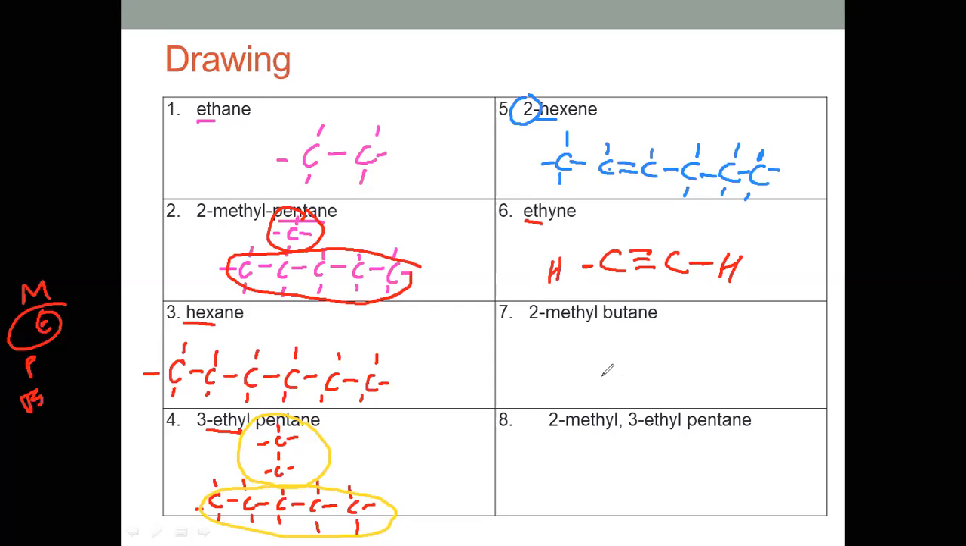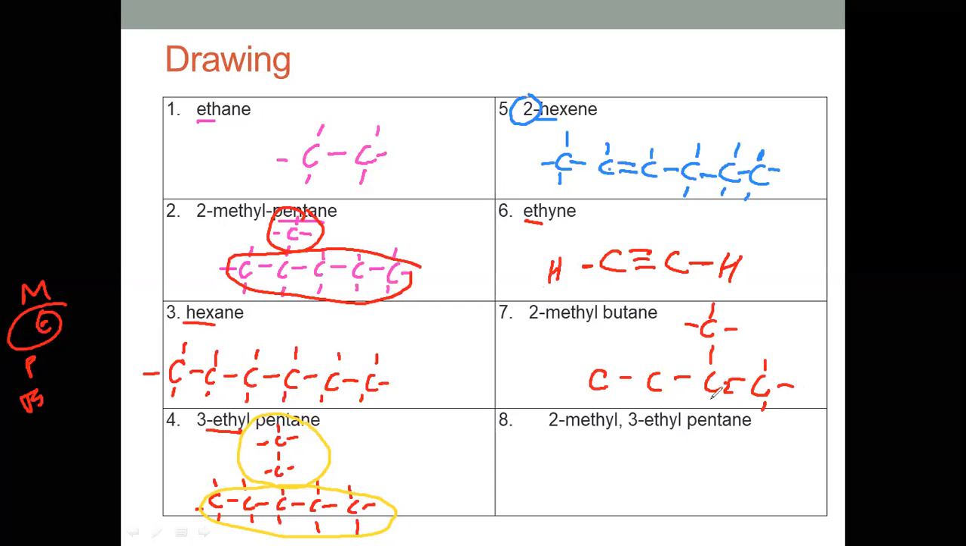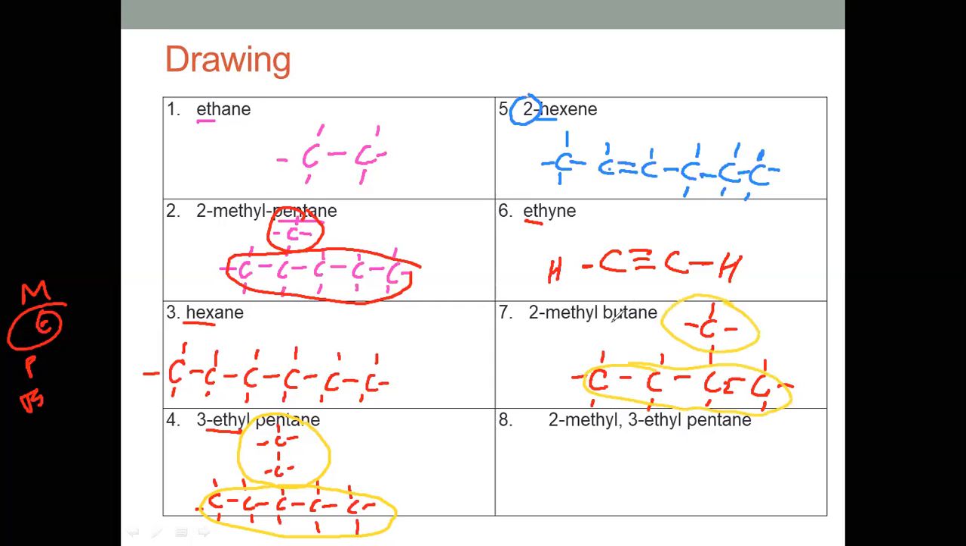Okay, butane is 4. 1, 2, 3, 4. Methyl off the 2nd carbon, so I can start over. I can be on this 2nd carbon, or this could be the 2nd carbon, because you start counting closest to your branch. Okay, so let me highlight that so you can see it again too. So this is your butane. This is your methyl group.